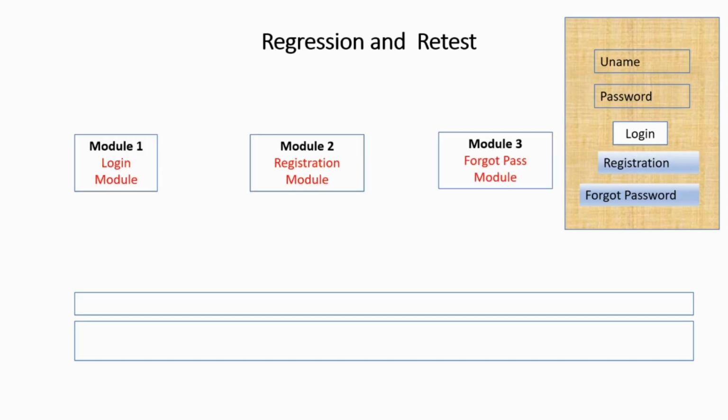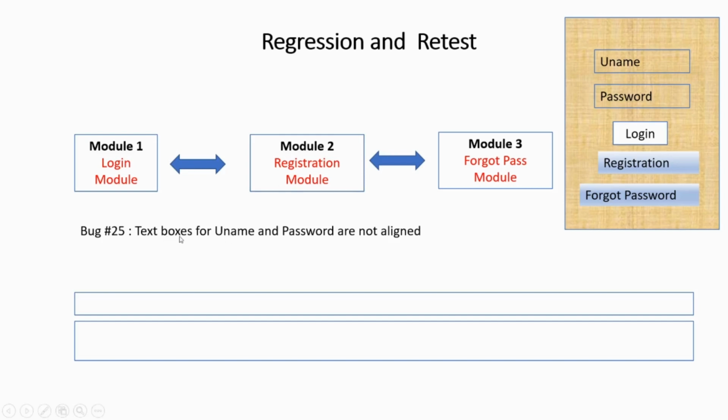So in this application we have 3 modules. Module 1 is the login module, the second one is the registration module, and the third module is the forget password module. Suppose these modules are interlinked and dependent on each other, though their code is completely independent of each other, and during testing we find a bug which says the username and password text boxes are not aligned. This is a bug, right?